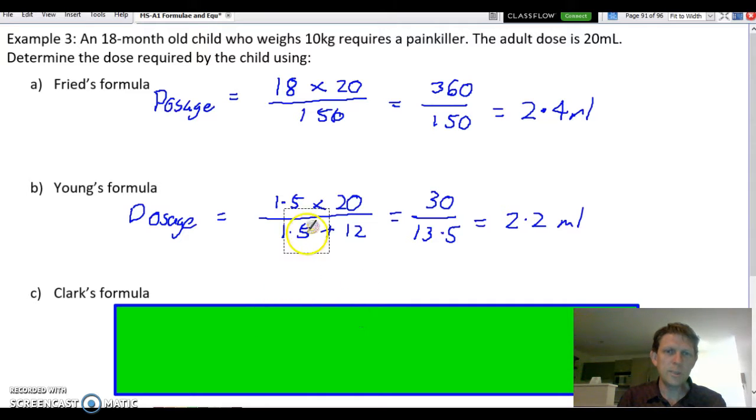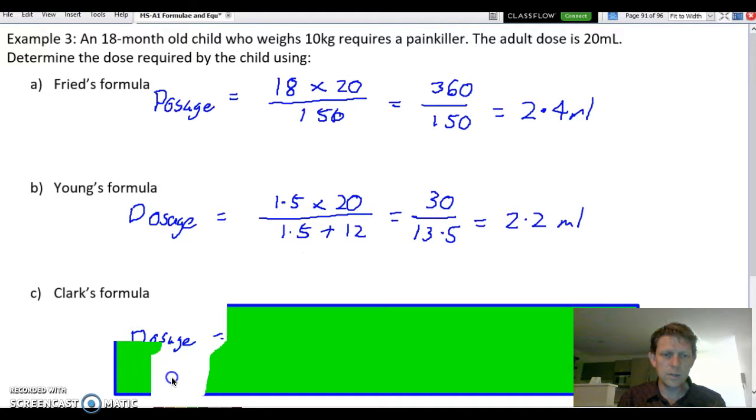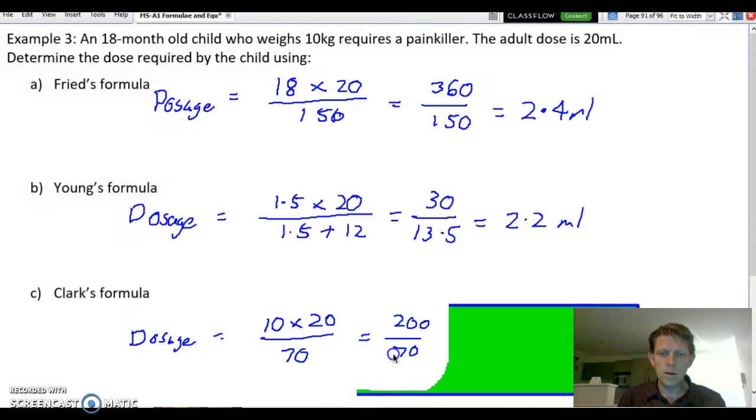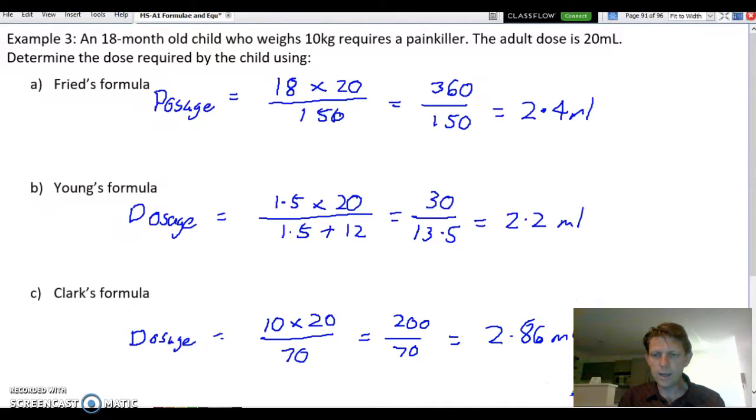Now, Clark's formula is based on the weight. Up until now, we haven't used the fact that the weight here is written down as 10 kilos. So factoring into Clark's formula, we work out the dosage by taking 10 kilos and multiplying that by the adult dose, which is 20 mils, and dividing that by 70. All right, which is going to be 200 divided by 70. And when you plop that into your calculator, you're going to end up with 2.86 mils, so a little bit different again.